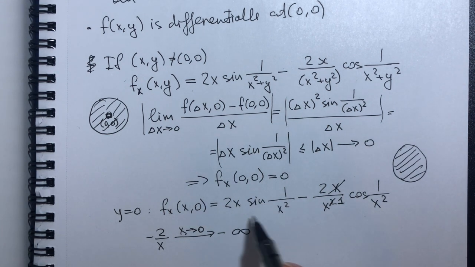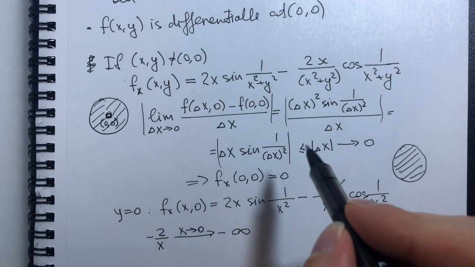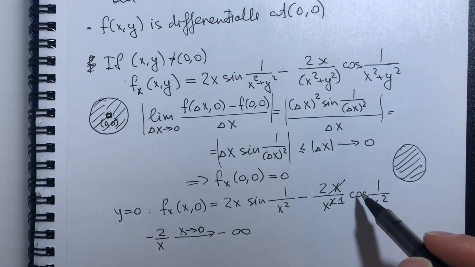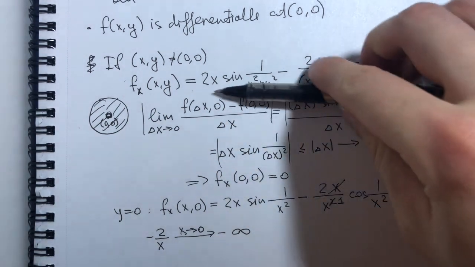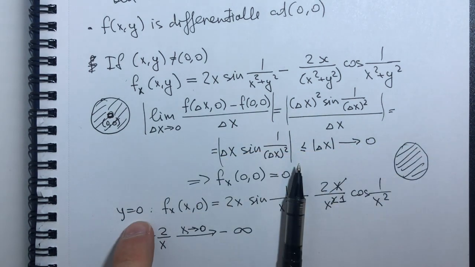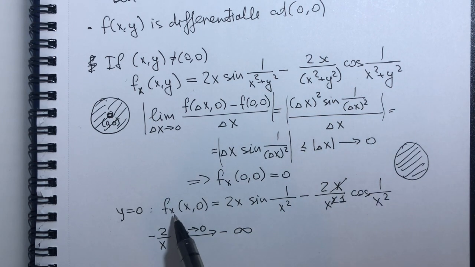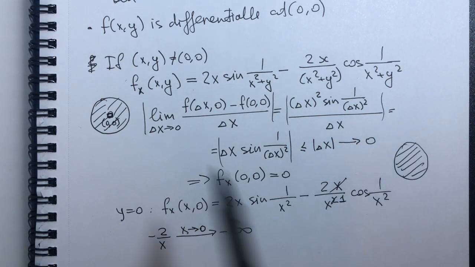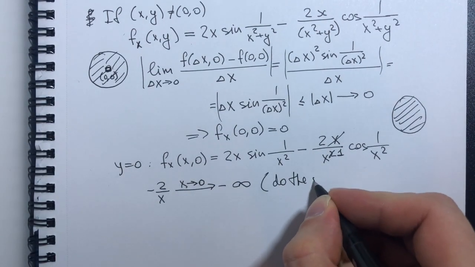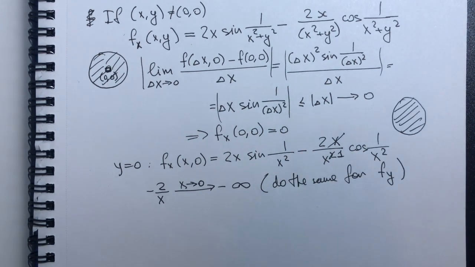Now this guy, sine of 1 over x squared, is bounded, and 2x simply decays when x goes to 0. It also decays to 0. So actually, if I am purely on the x-axis, so my y is 0, and I approach the origin, I get that my partial derivative grows in the negative direction in an unbounded way. So do the same for this partial derivative and see what happens to that.